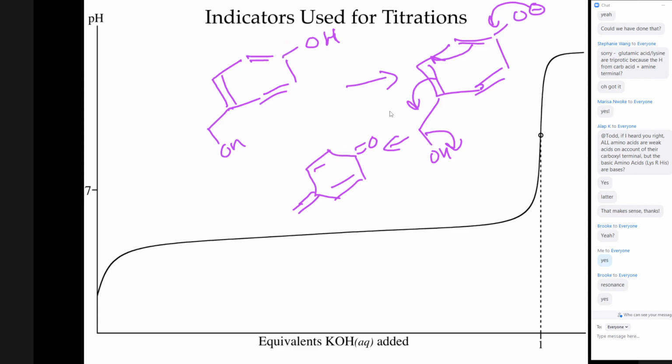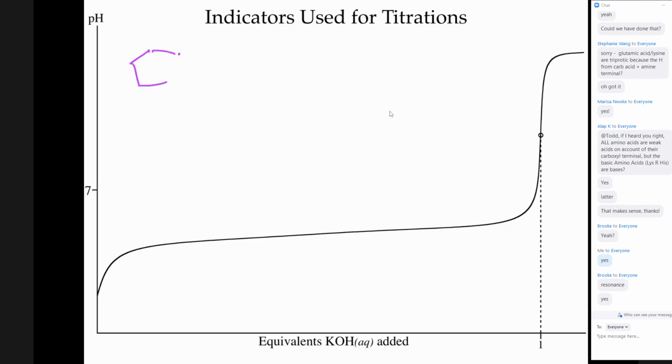So here's what's going to happen then. I'm going to erase this. Let's say, again, it's a phenol. I'm going to just focus on phenolphthalein, which I just sort of did. And I'm going to leave the rest of the molecule like that. When it gets deprotonated, I'm going to leave it as O minus. And I'm not going to worry about the resonance here, but it's going to go from clear to pink.